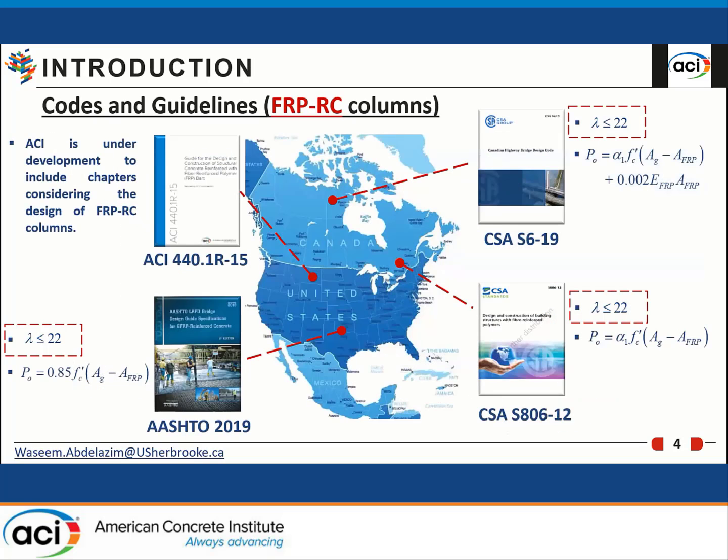The current North American codes dealing with the design of FRP members set the slenderness limit of FRP reinforced concrete columns as 22, like steel reinforced concrete ones, disregarding the different behavior between steel and FRP bars. In addition, none of the available North American codes permits using FRP bars in slender columns. And this is, in my opinion, mainly due to the lack of experimental data.